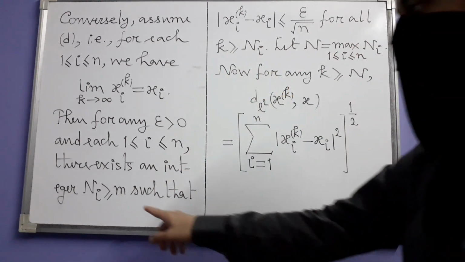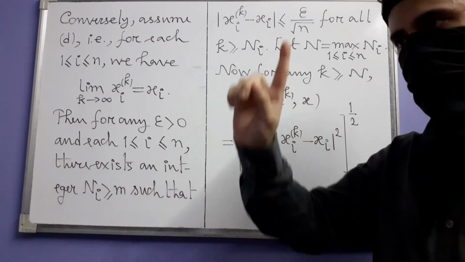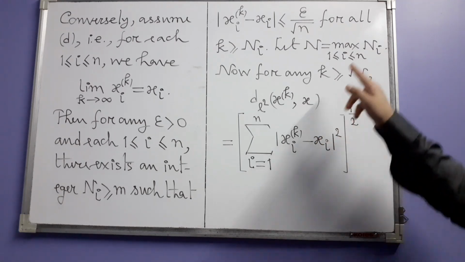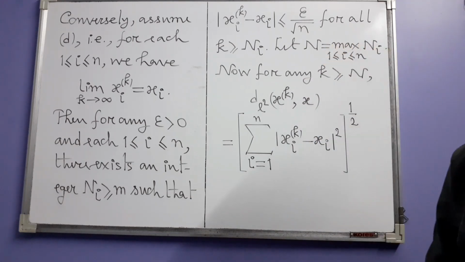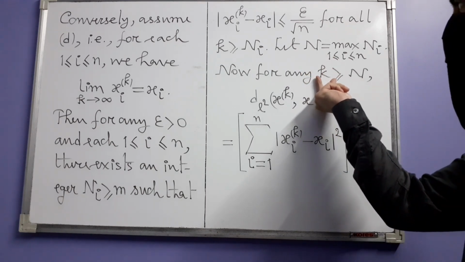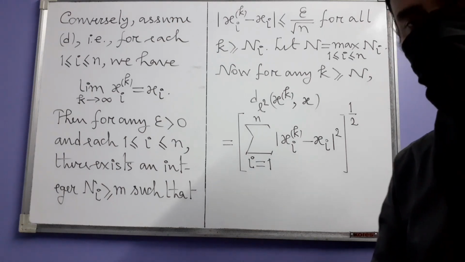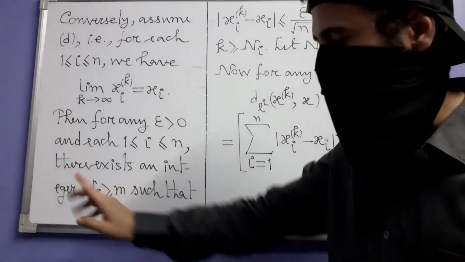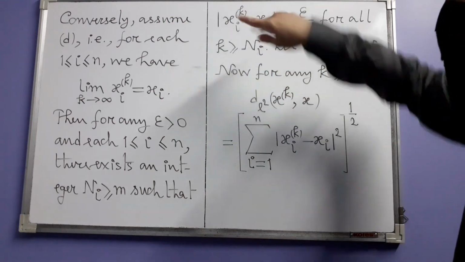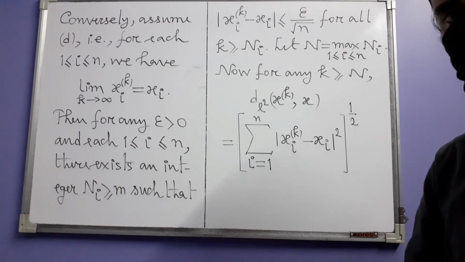Now note that here we have n integers, n_1, n_2, n_3 up to n_n, and that's a finite number, so there will be a maximum of them. Let that maximum be n. Now if I choose k to be an integer greater than or equal to that maximum n, then k is greater than or equal to each n_i, and so for such a k, all these inequalities are going to be true. That means for all i simultaneously.